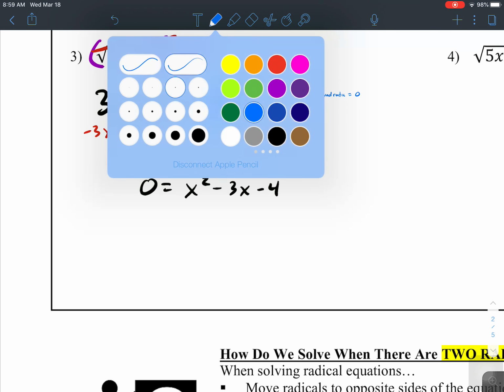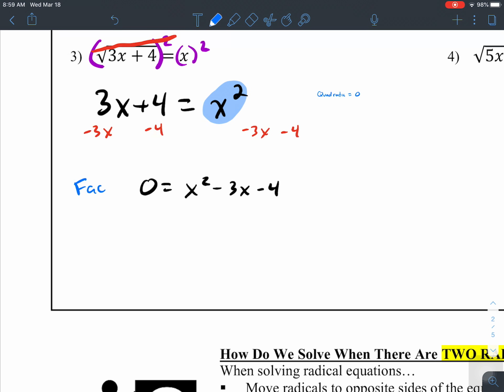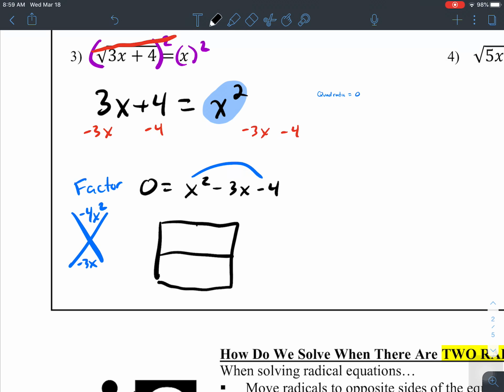So now we have it set up to factor. So we want something that multiplies to negative 4x squared and adds to negative 3x. So x squared, I'm putting it in the top left.